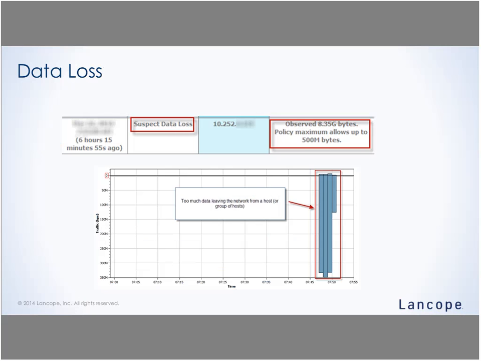Same thing on data loss. So if users send information out of the network. In this case, this is a pretty high threshold, but this type of machine normally sends out up to 500 megs of data, but on this given day, it disclosed more than 8 gigs of information out of the network to the internet.